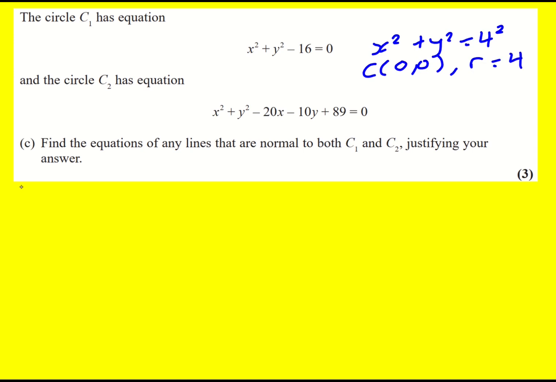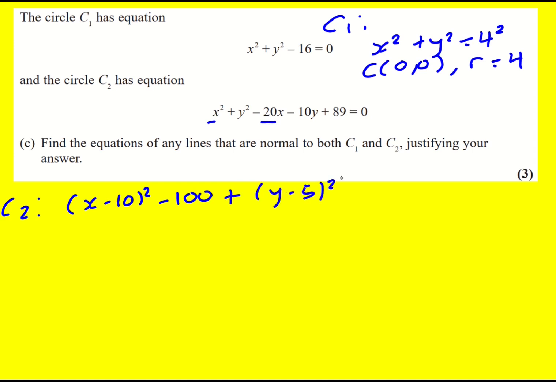Second one, a little bit more involved. So that was C1, C2. (x minus 10) squared gets me x squared minus 20x, but I need to minus 100, plus (y minus 5) all squared, minus 25, plus 89 is equal to 0.